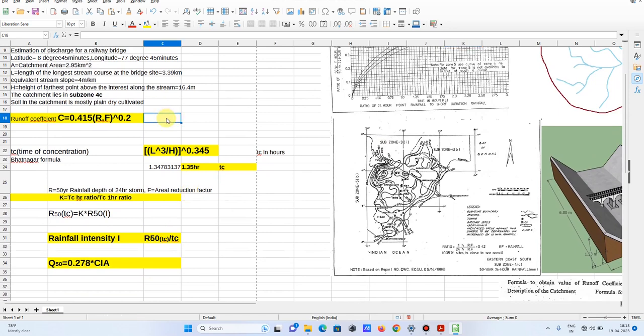To determine the R, I have this isopluvial data, this isopluvial map, so I'll check it here. This is for subzone 4C. Based on the latitude and the longitude, the latitude I know is 8 degrees 45 minutes, and the longitude is 77.45. So I'll locate this location in this map image, and I'll determine the rainfall depth.